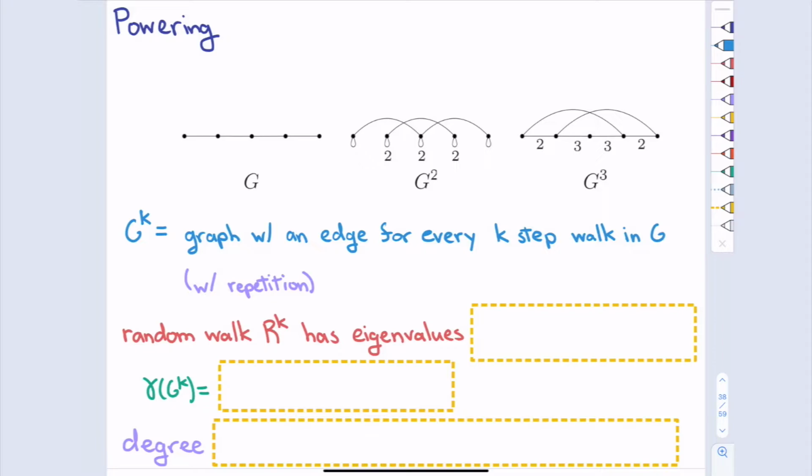They'll be raised to the K. So if you remember the spectral theorem, you have this kind of orthonormal thing. To do the proof, we would go via the normalized version to get the spectral theorem, but then you would do it and then undo the normalized part. So the eigenvalues just get powered up.